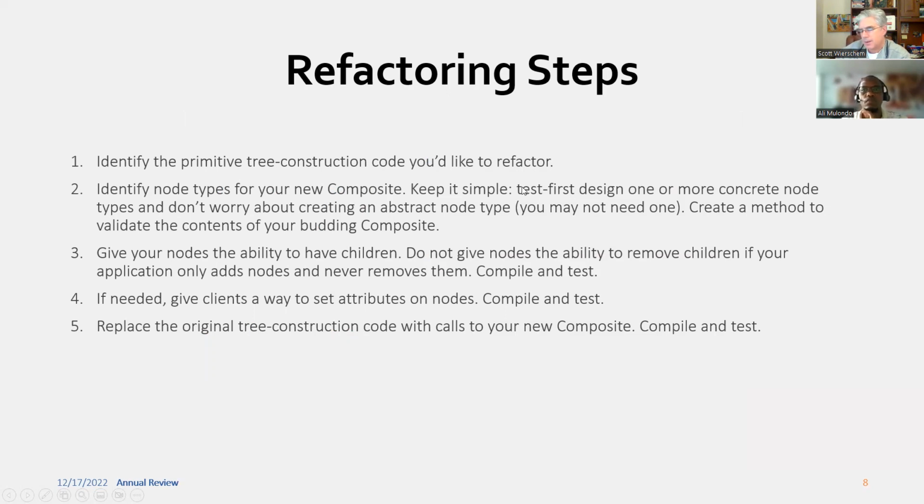And if we use TDD, he calls it test first design, you'll have one or more concrete node types. It depends on how complex your relationship structure is, and he says you may not need to have an abstract node type. He discusses the details of that in his book, but basically you'll create a method to validate the contents in your tests, okay?